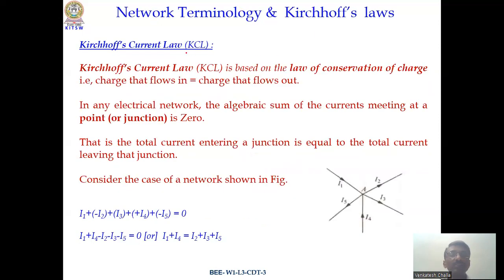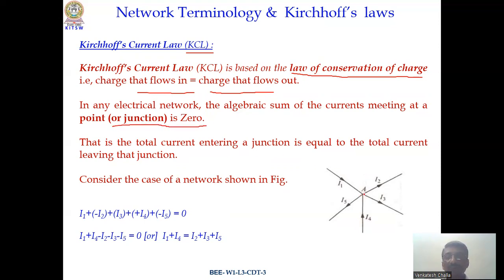Let us first see Kirchhoff current law. It is based on the law of conservation of charge. That means the charge that flows into a point or a circuit will be the same amount of charge that flows out of that point or junction. In any electrical network, the algebraic sum of currents meeting at a point or junction is zero.